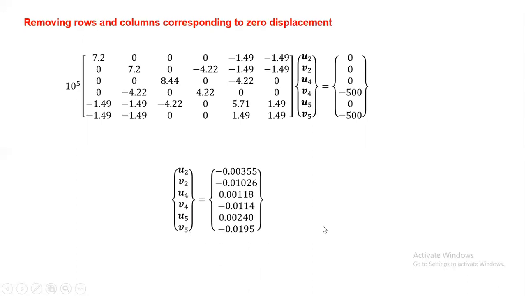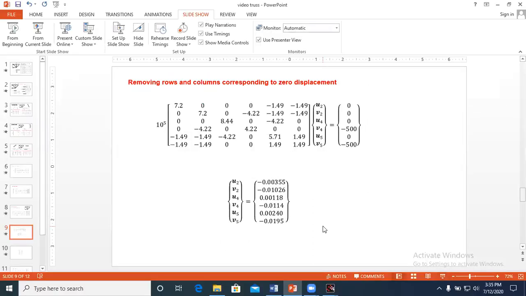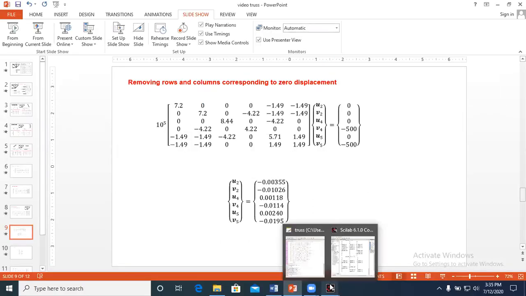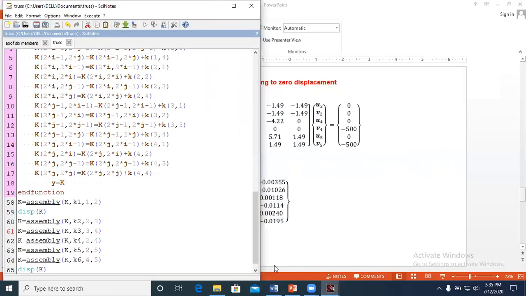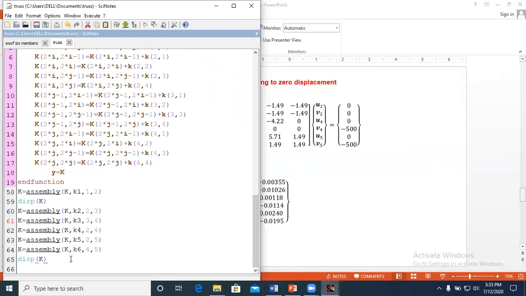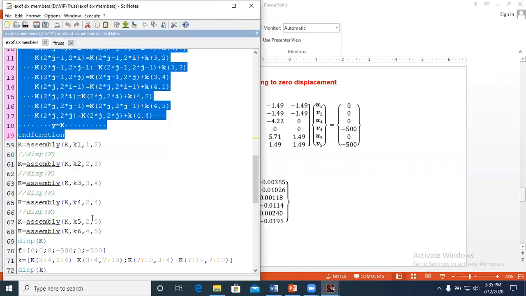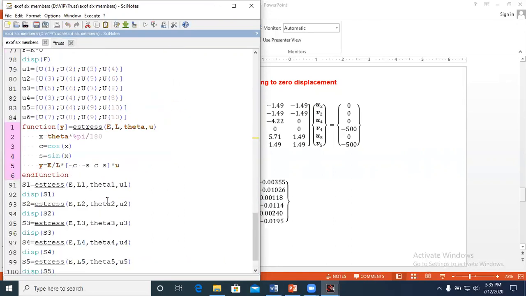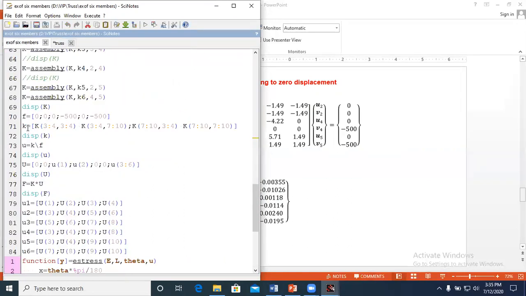Okay, now how to do this in Scilab? I will show you. Now we remove some terms from this. Now how can you do this? I will give the name K for this matrix. Now you see this one.